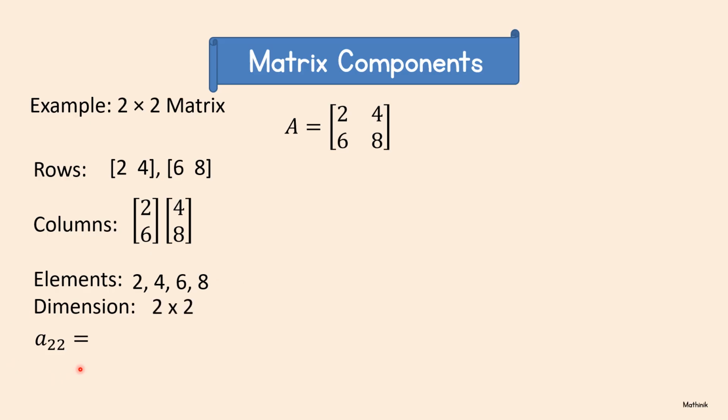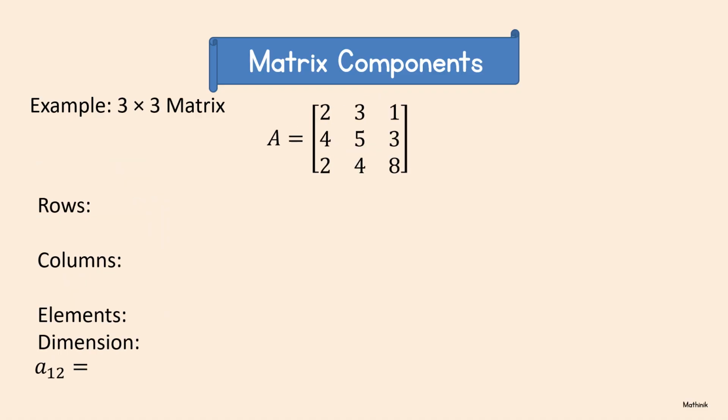Then we are asked to find the element A sub 22. So here it means second row and second column. So this is our second row, and this is our second column, and the intersection is here. Okay, so we have 8.